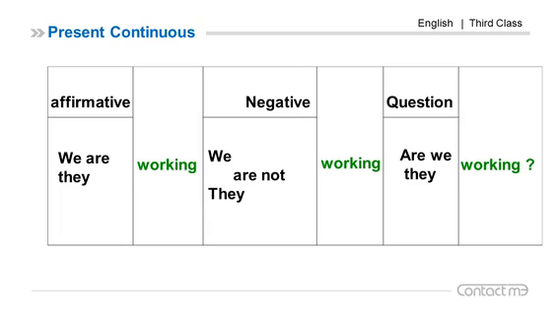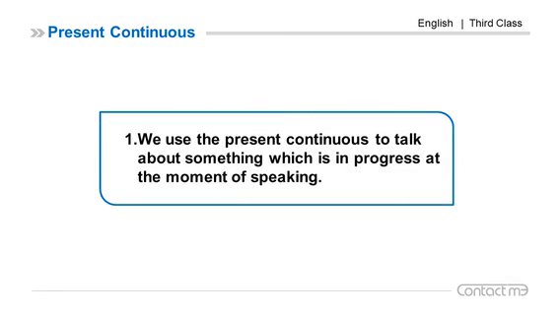This is a formation table. It shows how to form a sentence in present continuous. Where to be in present, am, is, are plus ing form. Here is the use of present continuous. Number 1, we use the present continuous to talk about something which is in progress at the moment of speaking, something which is happening now.